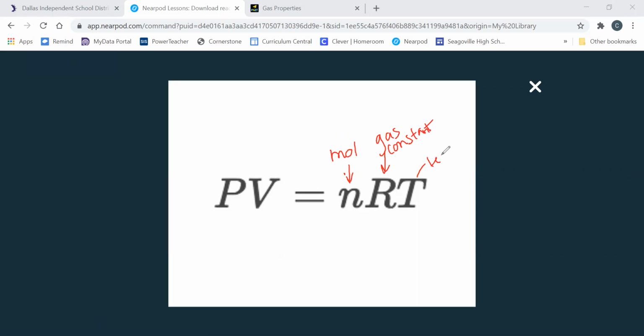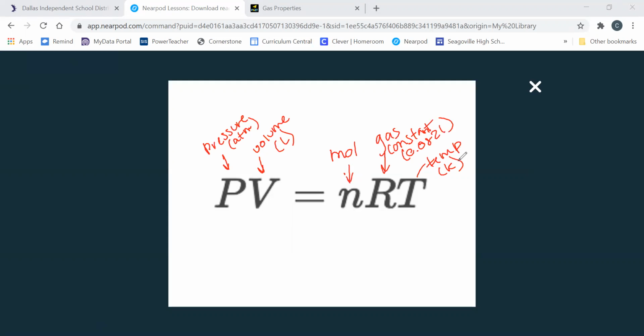This is temperature. This is pressure. And this is volume. You need to know what goes into each letter. So pressure is in atmospheres. Volume is in liters. Mole is just a mole. The gas constant is a specific number, which is 0.0821. And then temperature is in Kelvin. We don't use Celsius. So you guys need to know what goes into each letter, like the other one.